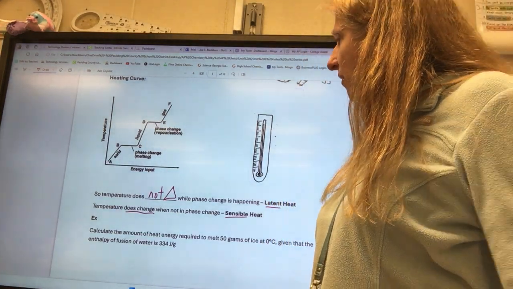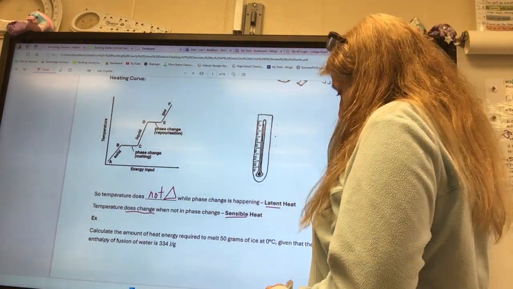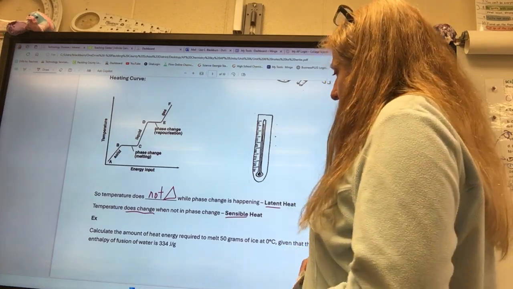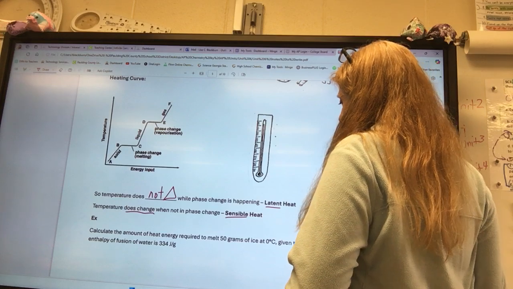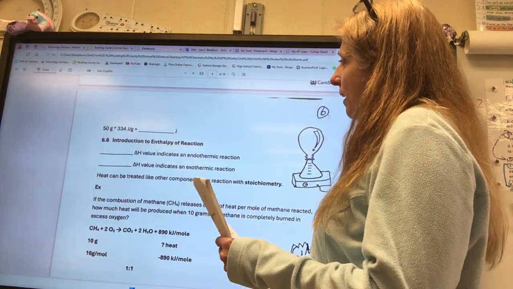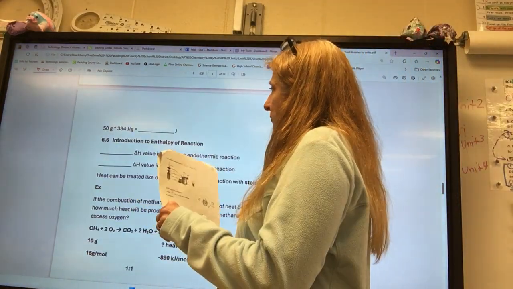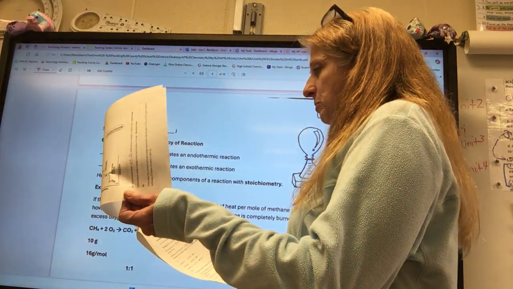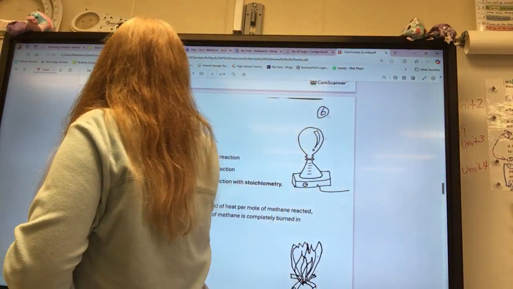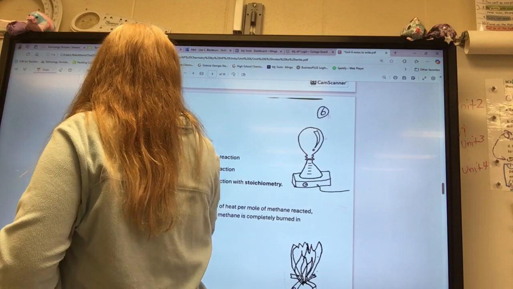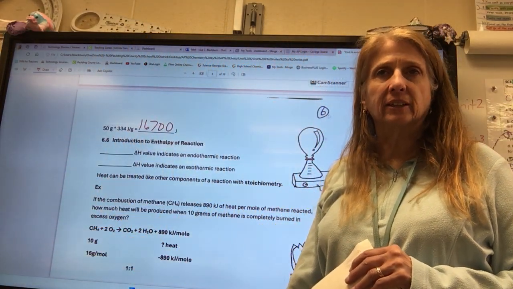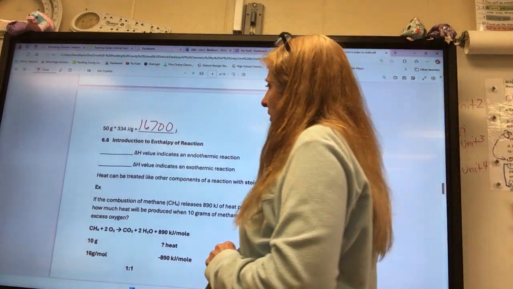Next, calculate the amount of heat required to melt 50 grams of ice at 0 degrees, given that the enthalpy of fusion of water is 334 joules per gram. All you have to do is multiply 50 times 334 joules per gram. Grams cancel. And I got 16,700. That's not too hard to do either, is it? We're going to do great on this unit.